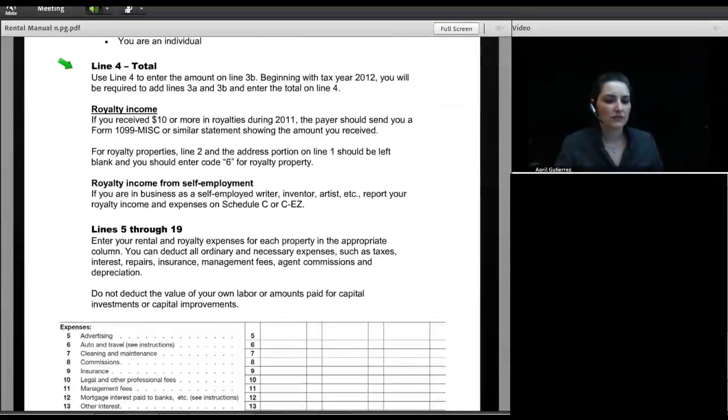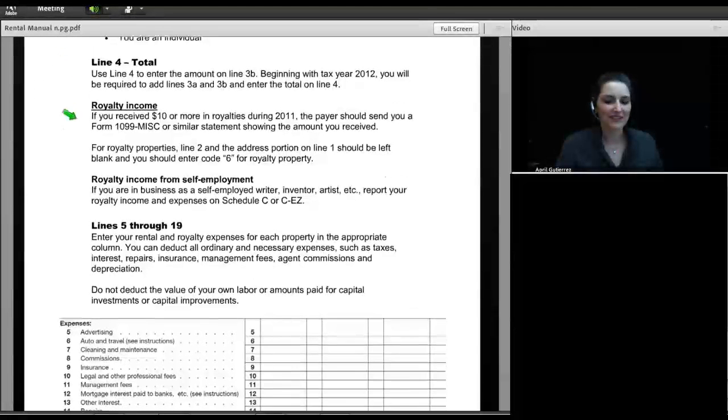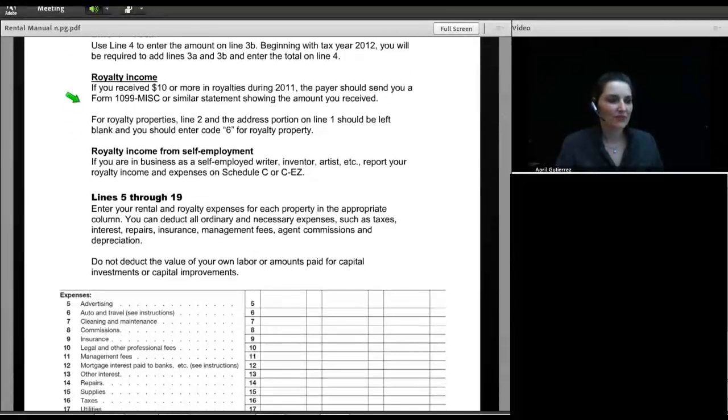Line 4 total. You use line 4 to total up line 3A and line 3B, and since there's only one number on line 3B this year, line 4 and line 3B are equal for 2011. Royalty income. If you receive $10 or more in royalties during 2011, the payer should send you a Form 1099 miscellaneous or similar statement showing you the amount of royalties you received. You should enter code 6 to identify the income as royalty property income.